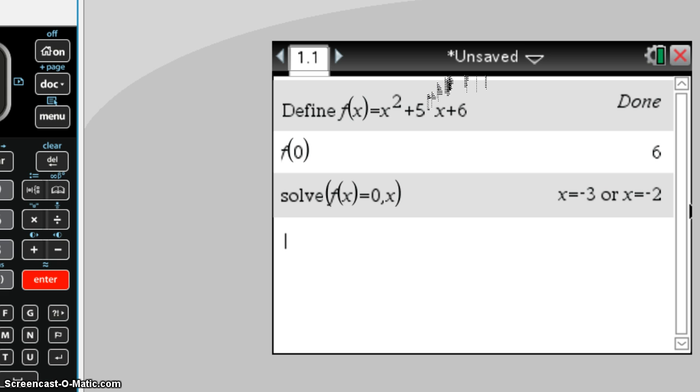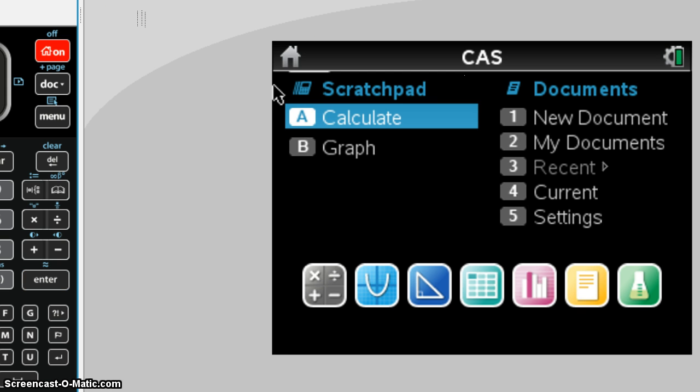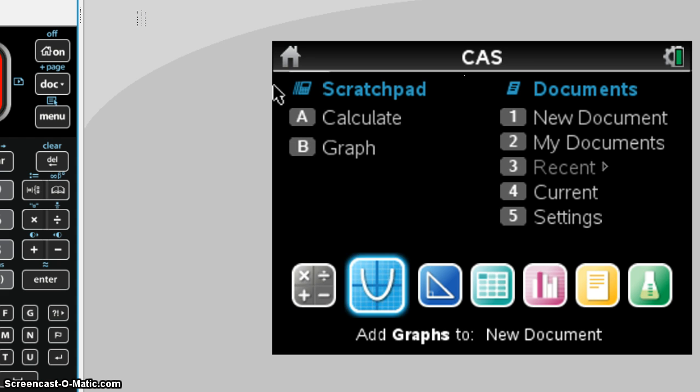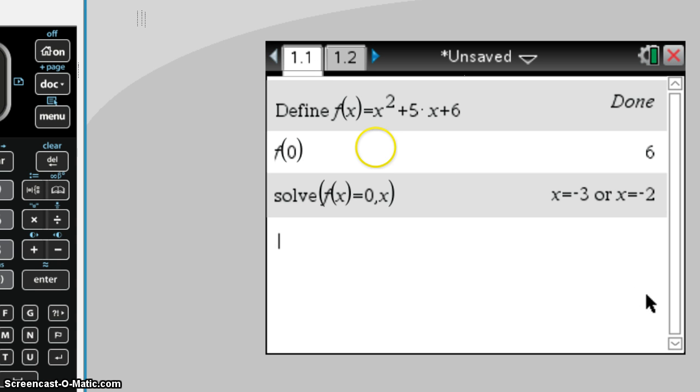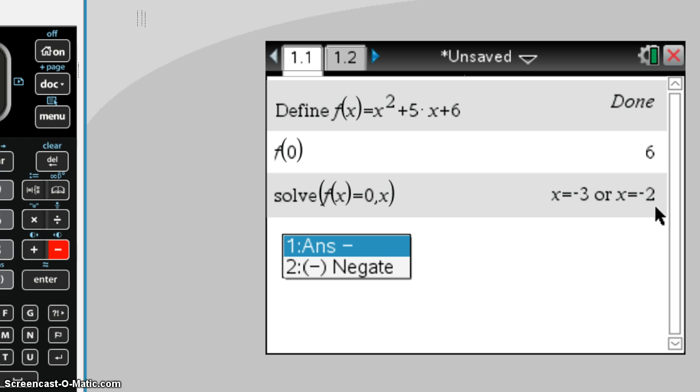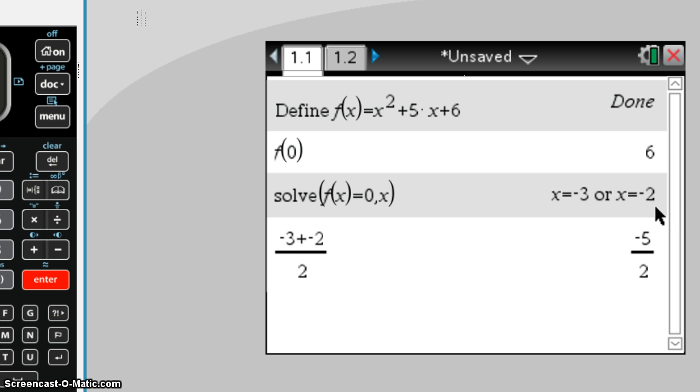The other thing that I want to do is find out the turning point, and I want to sketch this graph as well. Hang on, before I go to the graph page, I'm going to find the turning point. There's a variety of ways you can do this, but this is the way I want to do it. -3 and -2, I'm going to add those two together and divide all of it by 2. That's to get the x value of the turning point, and it's -5 on 2.